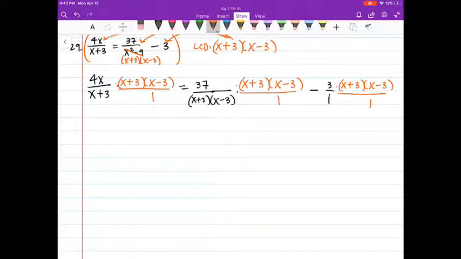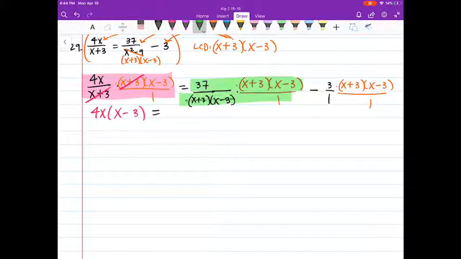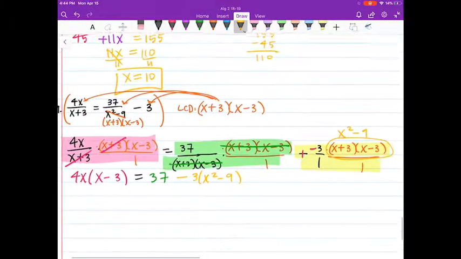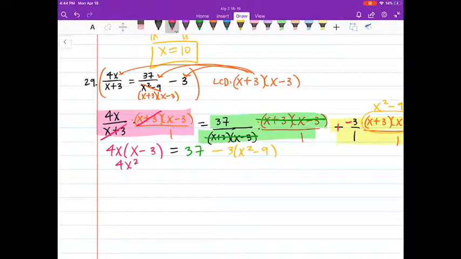So when we have 4x over x plus 3, our x plus 3's cancel. And I'm just left with 4x times that x minus 3. Notice I threw it in parentheses. Equals. In our next one, both our x plus 3 and our x minus 3's cancel. So I just have 37. And then lastly, from my last term, we have nothing cancel. That's a real bummer. So since I have to multiply that negative 3 times that x plus 3, x minus 3, I'm going to go ahead and switch these guys back into their x squared minus 9 form so that I can just take negative 3 times x squared minus 9 and save myself a little bit of hassle. I distribute so that I can solve. 4x squared minus 12x equals 37 minus 3x squared plus 27.